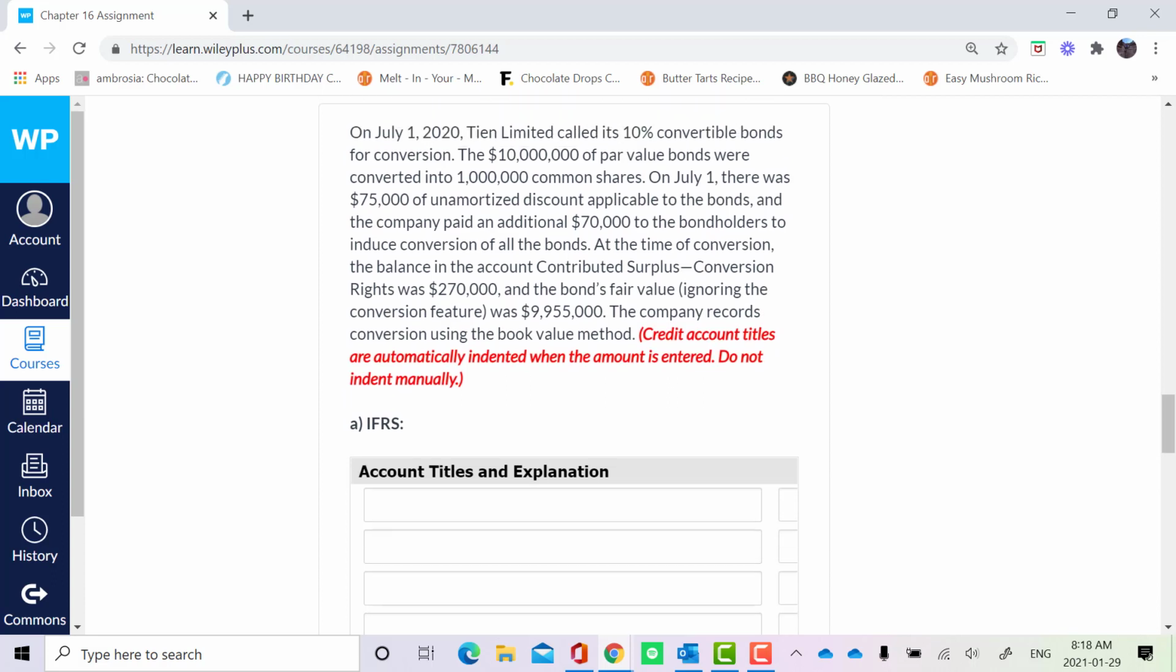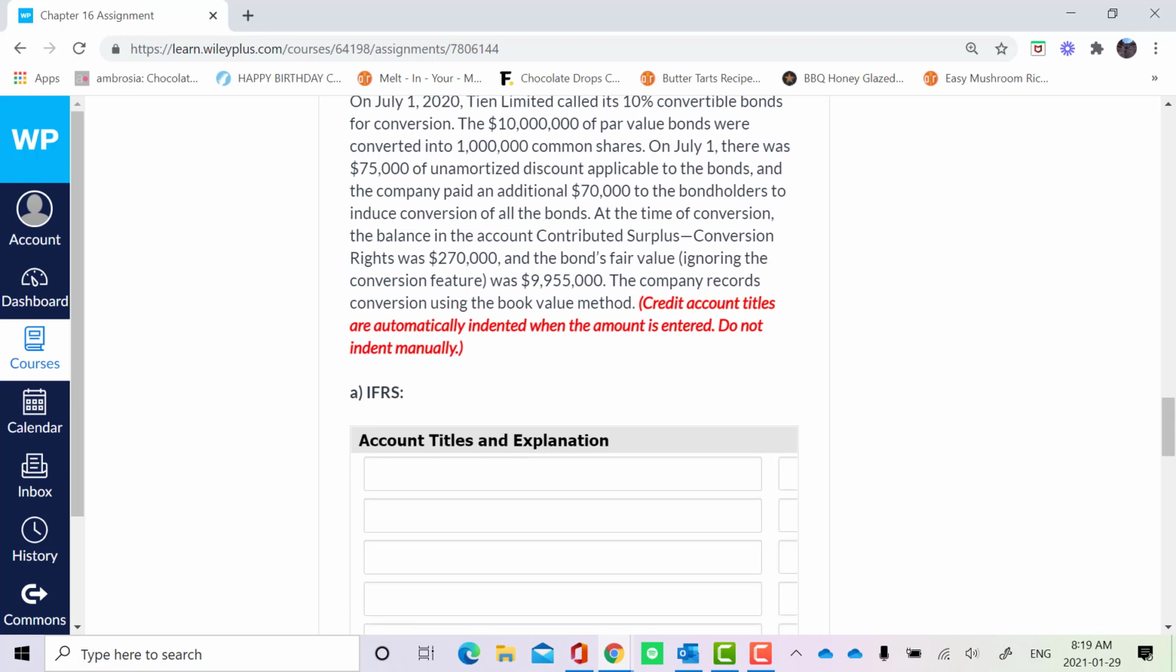$75,000 unamortized discount applicable to the bonds. So you might have different numbers in your questions, but it's an unamortized discount, so just subtract it from the face value of the bonds, and that's what's in your bond account. So in this example, there are 10 million of bonds, 75,000 of unamortized discount, so I would have a bond book value of 9,925,000. And that's the debit I'm going to have to book to bonds payable to make that account go away. There is not a separate discount account.